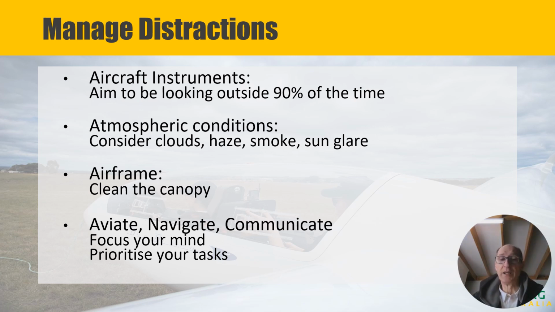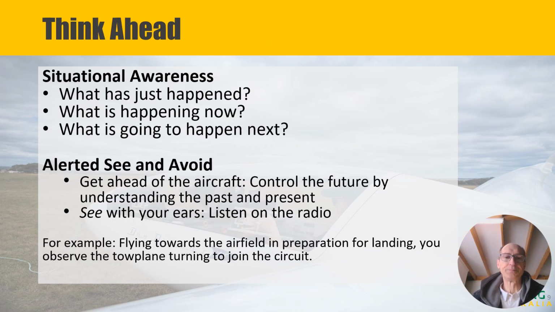Other distractions could be clouds, haze, smoke, glares. You could also have airframe distractions like a dirty canopy. You could also have other distractions that will take your mind off these three aviation priorities: aviate, which means fly the aircraft, navigate and communicate. You might have a passenger or even an instructor that is giving you some distractions. Focus your mind and prioritize your tasks so that you can stay distraction-free.